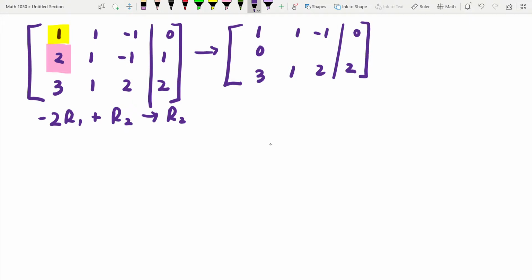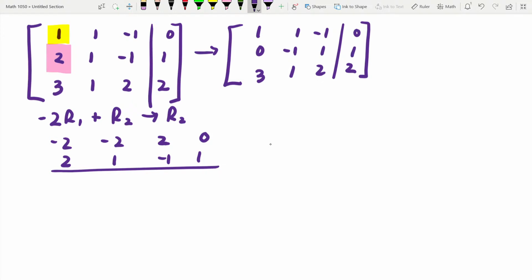Distribute the -2. So you have -2, -2, 2, and 0. Write row 2 underneath it. 2, 1, -1, 1. Add those together. Do you see how much easier it is to just add them, just combine them, no switching signs? You get 0, -1, 1, and 1.